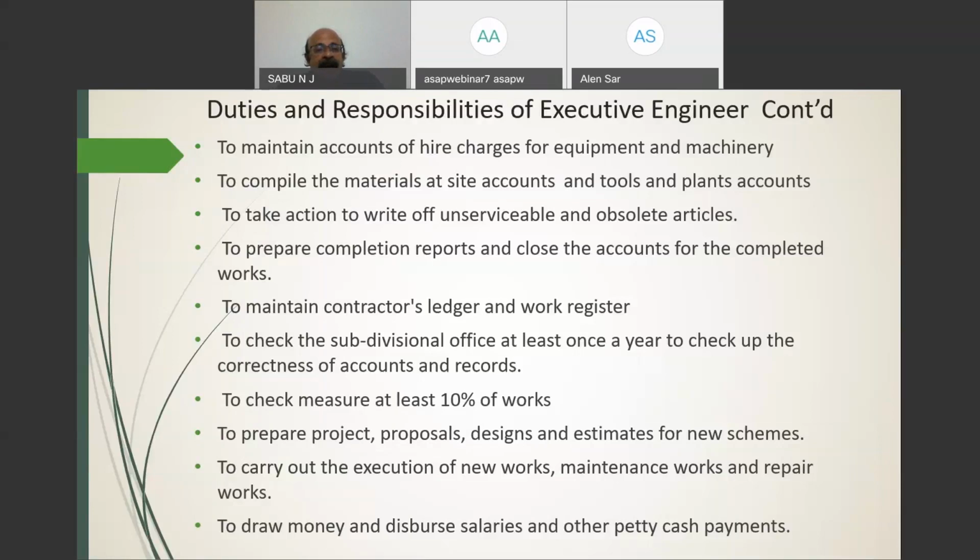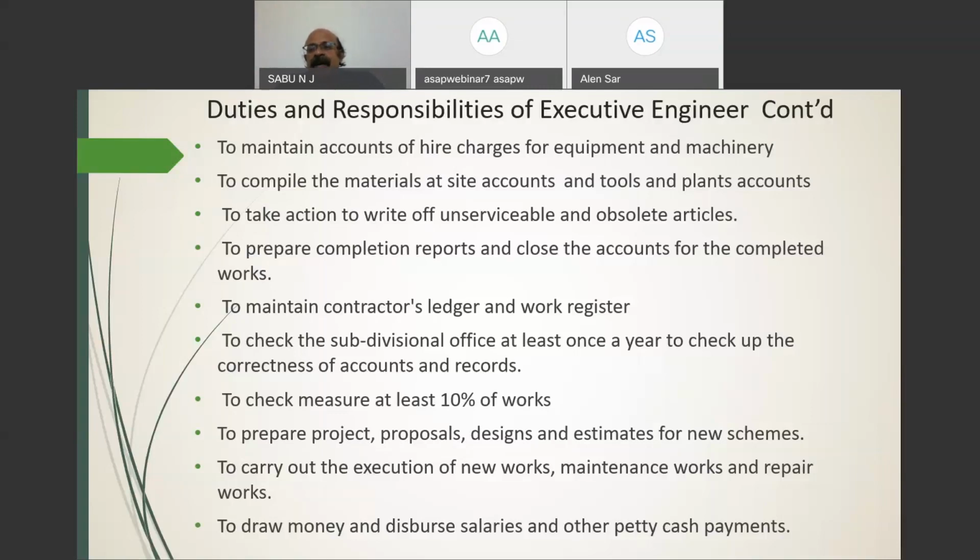To compile the materials at site accounts, some of these terms are not familiar to you, so don't be bothered about it. Through the subsequent studies, you will study what the important terms are and what the actual meaning of these terms is. That cannot be explained within this short period, so it is set aside in this session. All these types of terms will be described in the appropriate sections. Okay, to write off, to take action to write off unserviceable and obsolete articles.